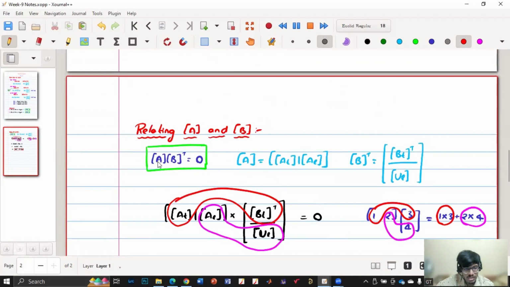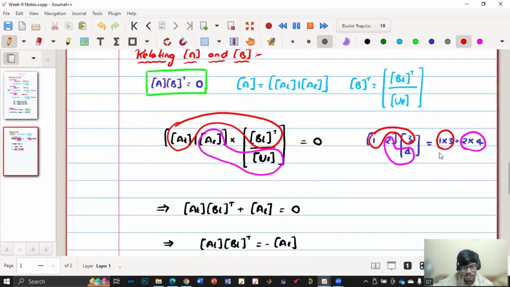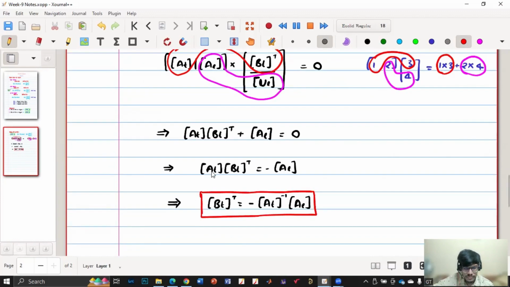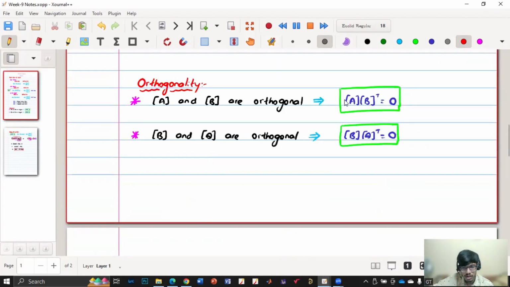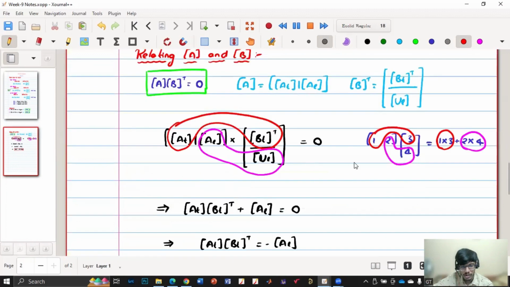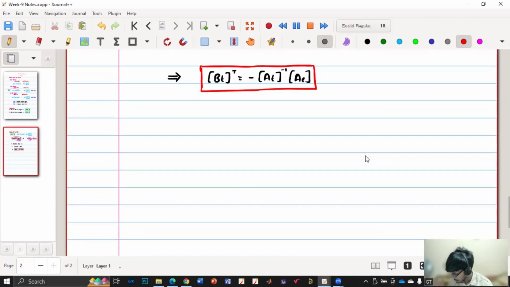So here we have considered this orthogonality relation A into B transpose equals to 0. And we have written the A matrix with our new representation and B transpose matrix with our new representation. And then we have just done the matrix multiplication. And then we have multiplied with the A twigs inverse on LHS and RHS, and it is done. So similar to A and B, now I can do for B and Q. So relating B and Q. The same method we'll be using.